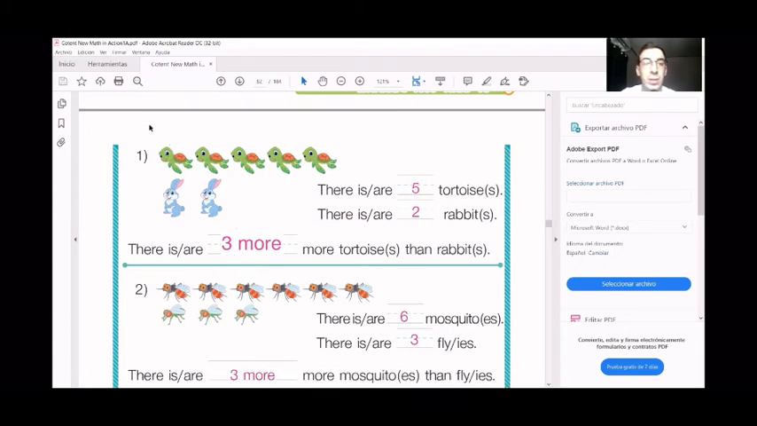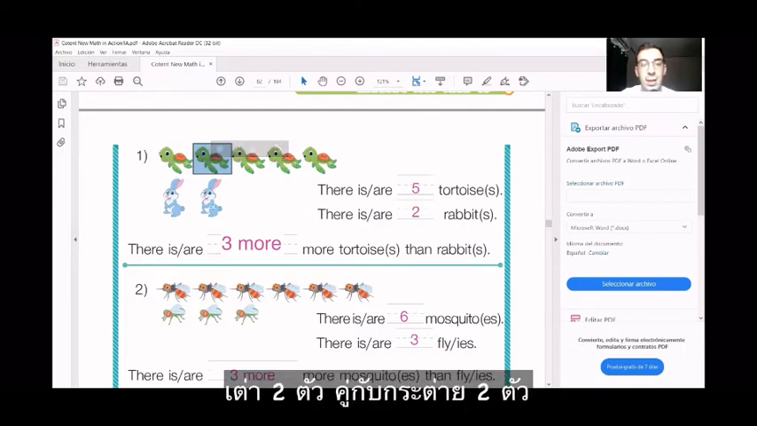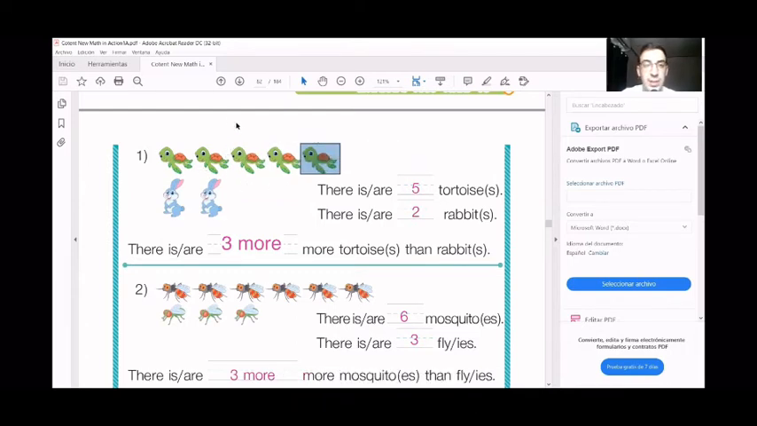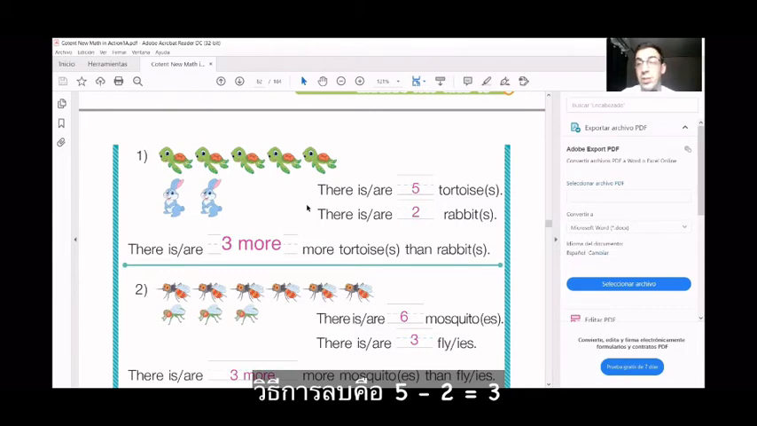Because you know, we have these 2 tortoises that each have a couple, a rabbit. But these 3 tortoises don't have a couple. So basically, these 3 tortoises are alone. They have no friends, no rabbit friends. Or, talking about subtraction, we can say that 5 minus 2 equals 3.